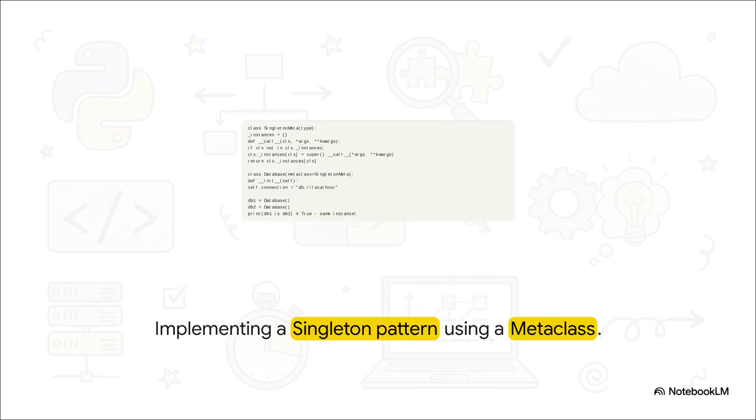Let's move on and see how this builds in a practical application. We can actually use a custom metaclass to intercept the creation of a database class. By overriding the call method, the metaclass enforces a singleton pattern, meaning it ensures that no matter how many times you try to instantiate the database, it will intercept that request and only ever return one single connection instance.